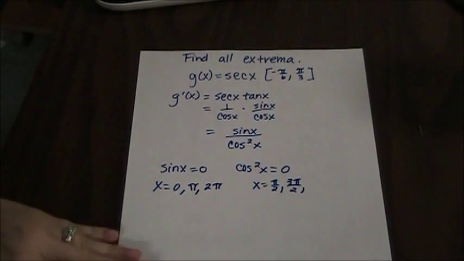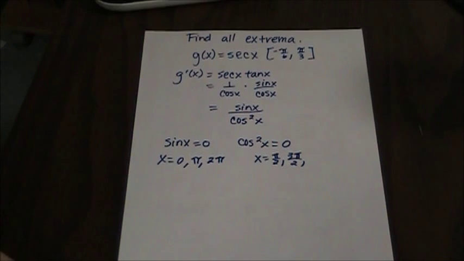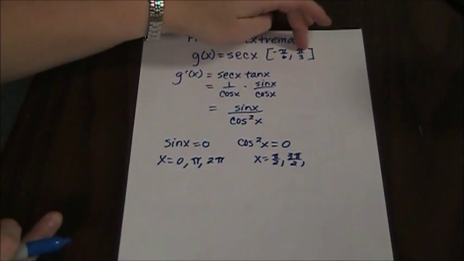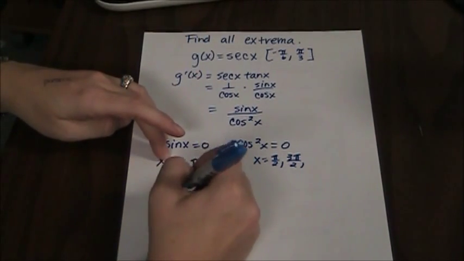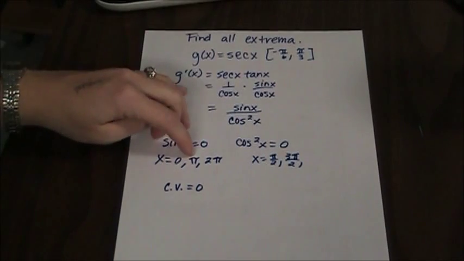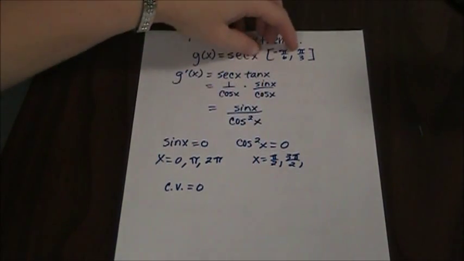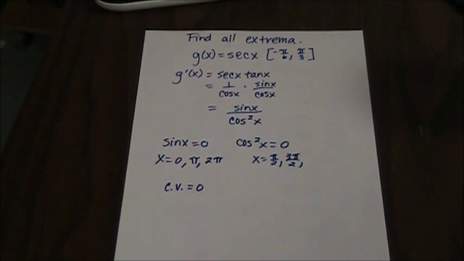So we have a closed interval. We're only going to pick critical values that are on our closed interval. And our closed interval is negative pi over 6 to pi over 3. Well, 0 is definitely between those. Pi is not because it's greater than pi over 3. Pi over 2 is greater than pi over 3. So this is the only critical value that I'm going to have on that interval.